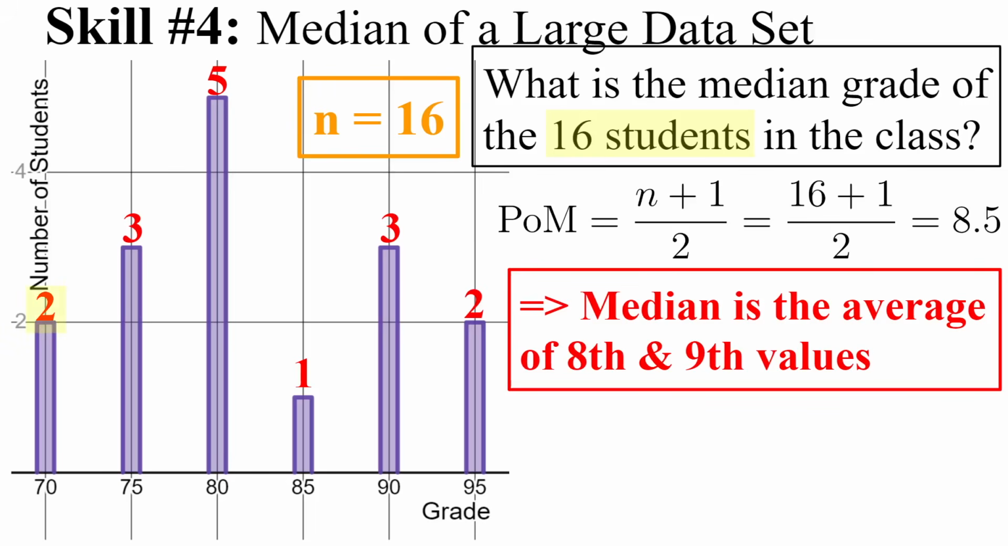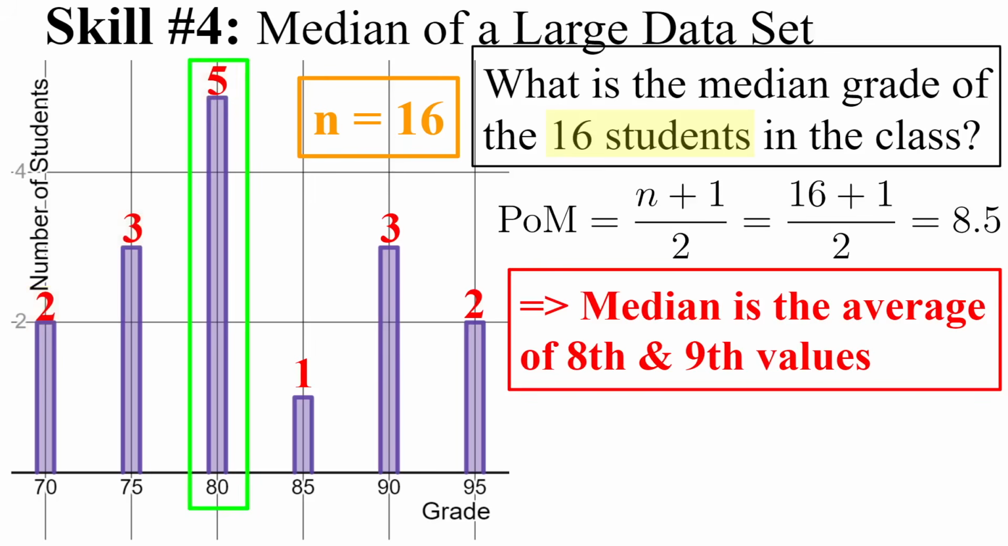So watch what I do. 2. Okay, that's not 8. I got to keep going. 2 plus 3, that's 5. It's still not 8. Got to keep going. Okay, let's try the next one. 2 plus 3 plus 5, that's 10. Okay, ding, ding, ding. We're going to stop because we're bigger than 8. And as a matter of fact, we're equal to or bigger than 9 as well. So both the 8th and the 9th numbers are 80.